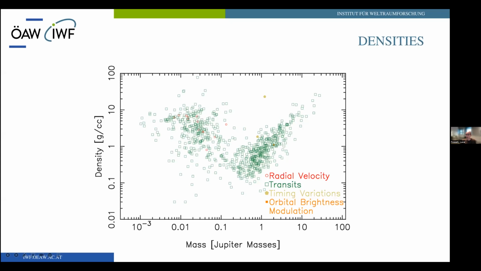And that's very intriguing. It can tell us many things about planets. It tells us that small planets are very diverse. And then comes the question, why are they diverse? What drives this diversity? What causes this diversity? And that's one of the reasons for which CHEOPS has been built.